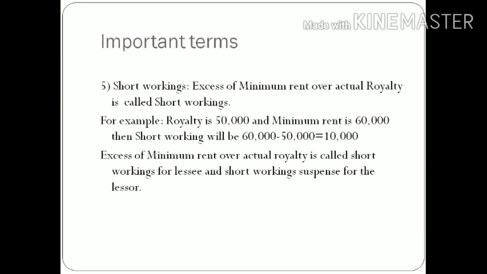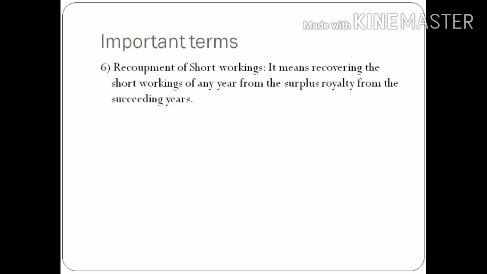Next, excess of minimum rent over actual royalty is called short workings for the lessee and short workings suspense for the lessor. In this context, the lessee will have certain benefits. In terms of short workings arising, he can make certain arrangements. What kind of arrangements? He can recoup, that is, he can recover these short workings under three arrangements that we will discuss now. See here, recoupment of short workings. What do you mean by this? It means recovering short workings of any year from the surplus royalty of the succeeding years. If actual royalty is more than the minimum rent, whatever short workings arose in the previous years can be recovered under three methods.